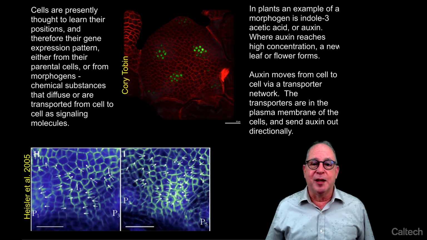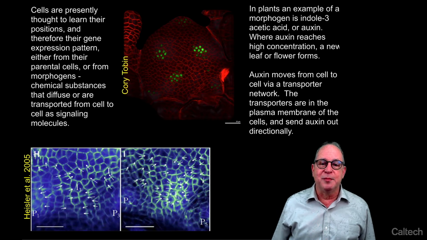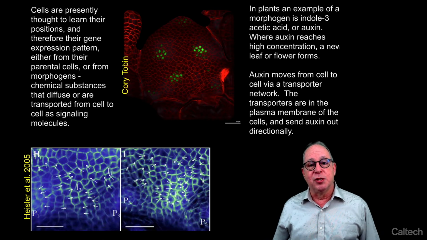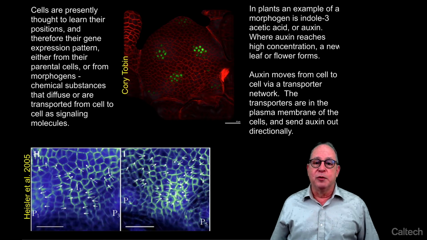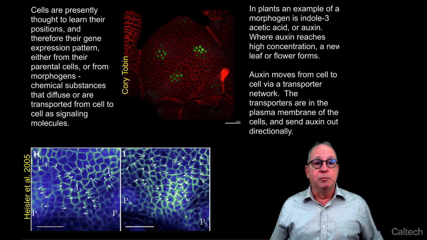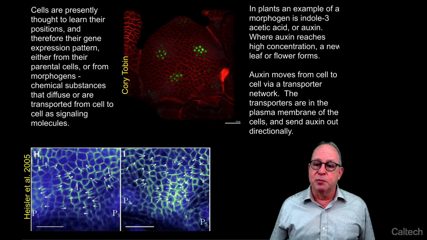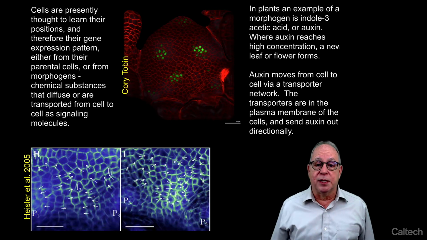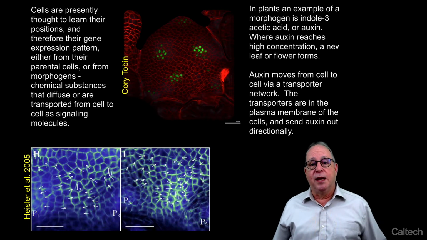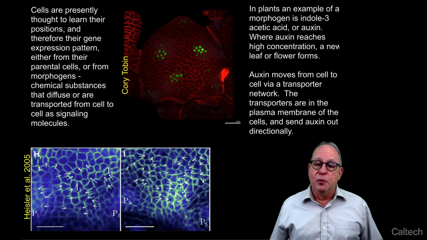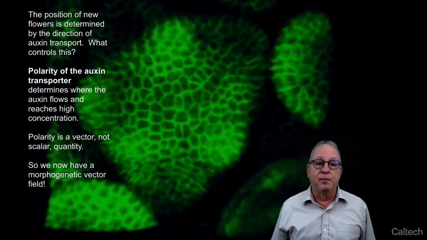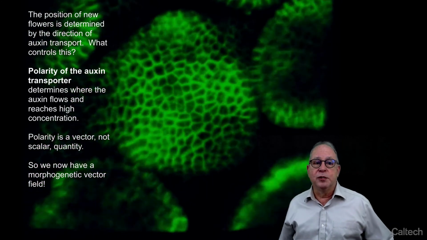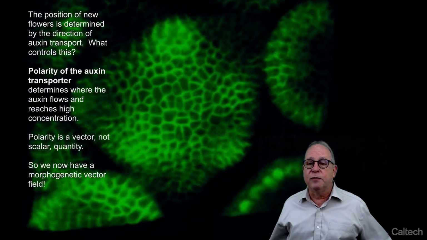At the top of the slide, we see a reporter for auxin in the meristem at high concentration in positions where, in the future, new flowers will begin to form. Auxin moves from cell to cell via a transporter network. The transporters are in the plasma membrane of the cells, and they send auxin out of each cell directionally, which creates a net flow of auxin through the tissue, which opposes the diffusion of auxin, which is also occurring at the same time. Now, the position of new flowers is determined by the direction of auxin transport.